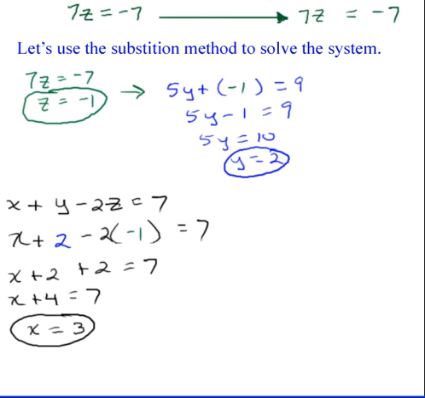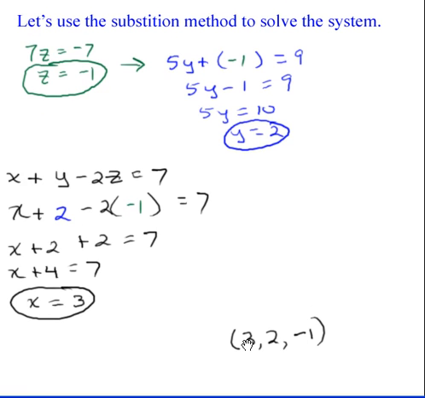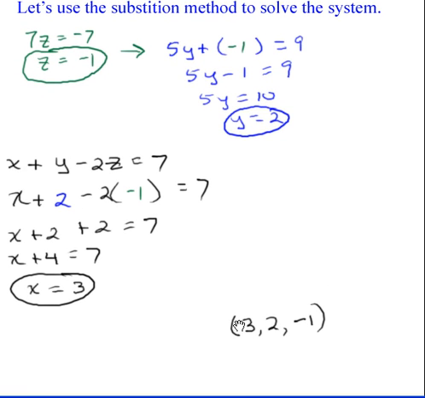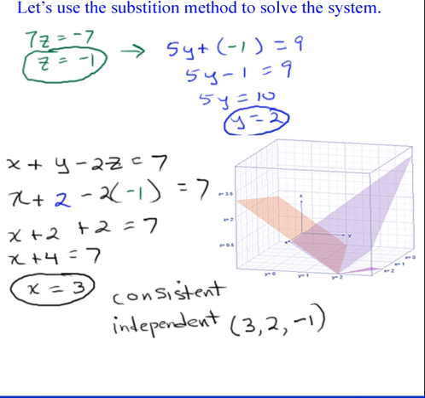So if we put that together, we have an x value, which is 3, y value, which is 2, z value, which is -1. That's my ordered triple in space. There is a solution, so it's consistent. It's 1 point, and it's independent.